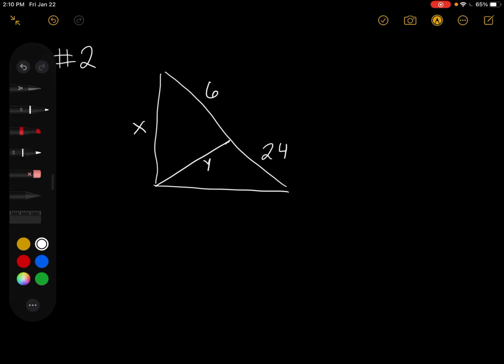Our next section deals with the altitude theorem and right triangles. So if this is a right angle and that is an altitude, specifically again in a right triangle, there are some things that we can say about this. Specifically, that y is the geometric mean of 6 and 24.